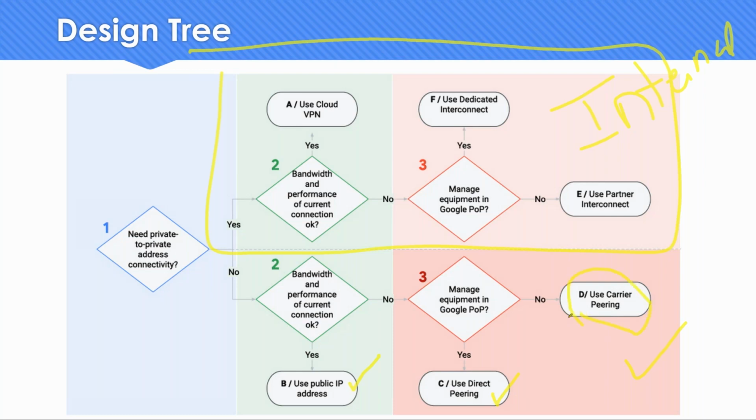So this is basically a decision tree related to on-prem to GCP kind of stuff. When you want that, you use this decision tree.